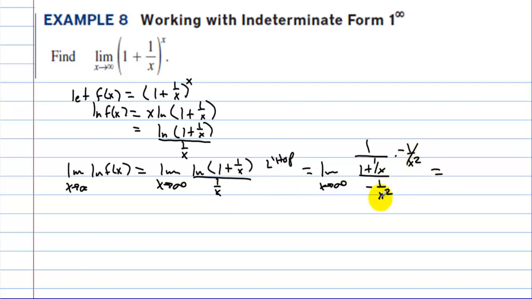Now these are going to cancel out, and we have the limit as x approaches infinity of 1 over 1 plus 1 over x. Now we can plug in infinity. We have 1 over 1, that's 1.